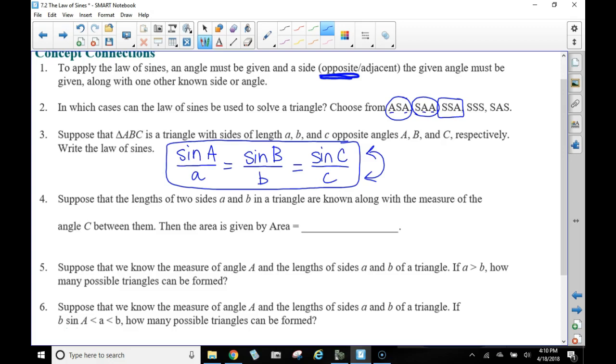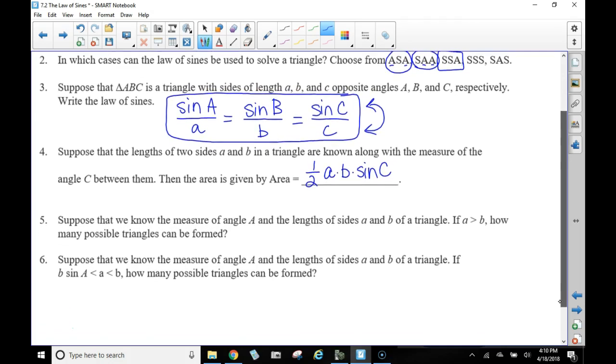Number 4 says, suppose that the lengths of two sides, a and b, in a triangle are known, along with the measure of angle C between those. We've got the side, angle, side case. Then the area is given by 1/2 times the product of the two sides, a times b, times the sine of the angle between those, sine of angle C. That's how you need to find that area, given that information.